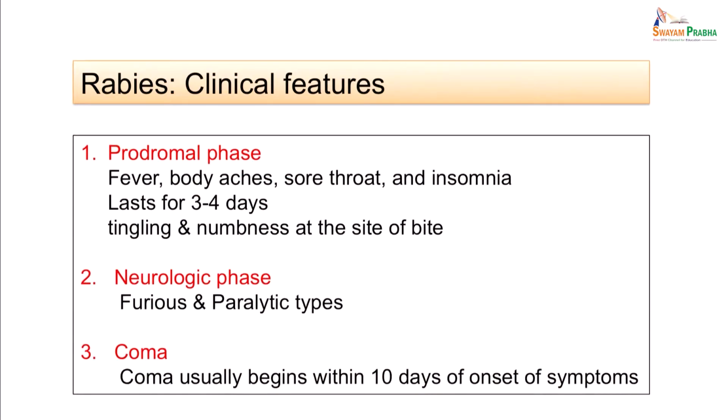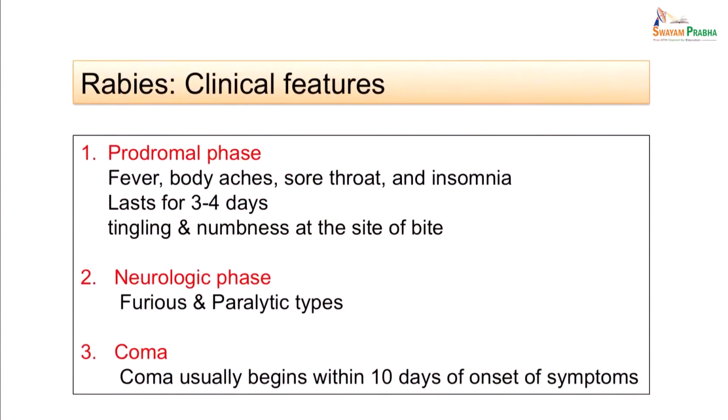Now, coming to the clinical features, the clinical features of rabies can be described in 3 phases. The first is the prodromal phase. The prodromal phase is characterized by the presence of fever, body aches, sore throat and insomnia. So, all these are non-specific symptoms, and at this stage it is very difficult to diagnose rabies on the basis of clinical findings unless there is a specific history of a bite by a rabid animal. The prodromal phase usually lasts for 3 or 4 days.